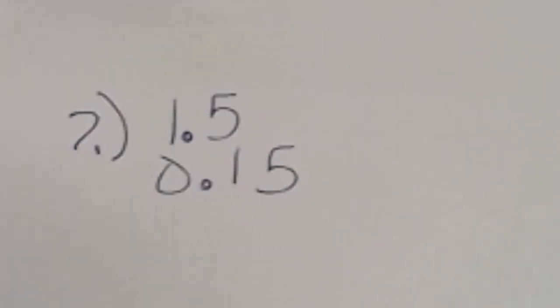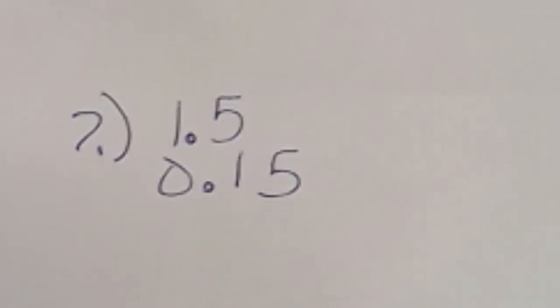The next problem that we're going to go over is on page 126, and it's problem number 7. Problem number 7 says, how many times as great is the value of 1 5/10 than the value of 15/100? And it says explain. So we want to know how many times greater, and we want to explain how we know that. You need to show work by lining up those decimals.